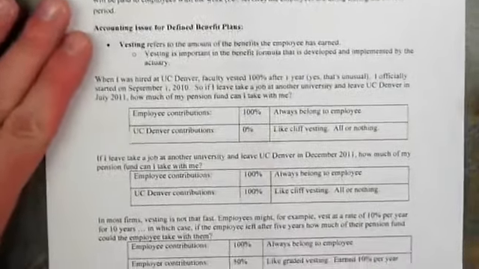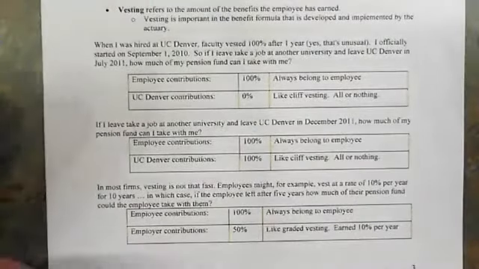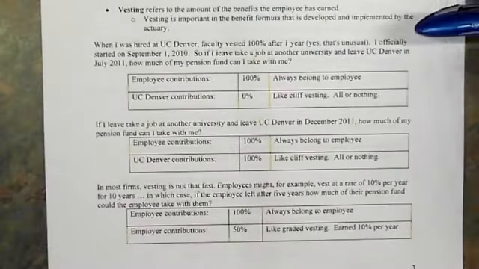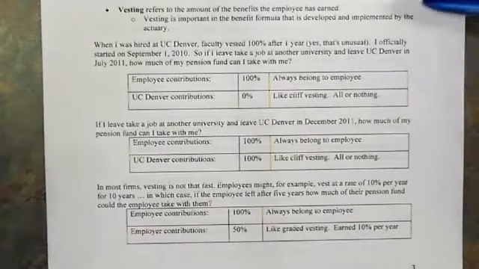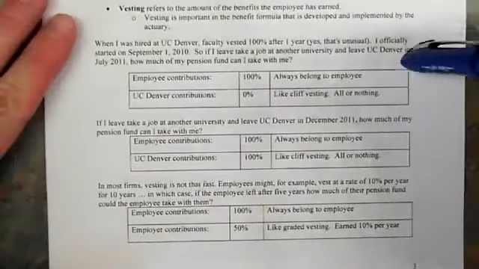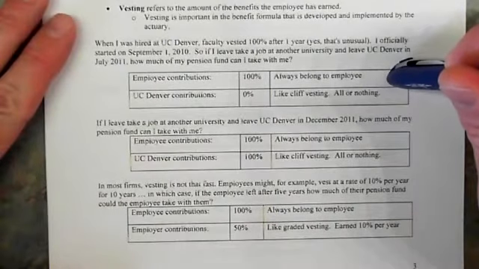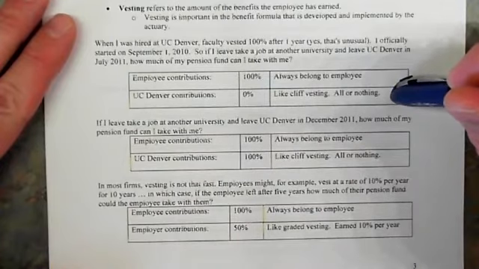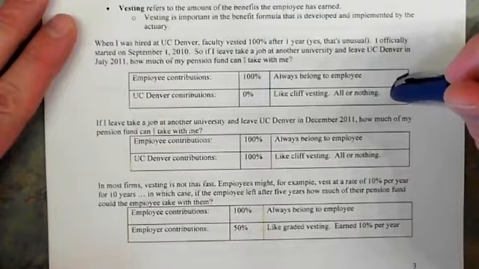A lot of the times professors vest after 1 year, and that is unusual. So since I officially started in September 2010, if I took another job and left the university in July 2011, how much of my pension fund could I take with me? Well, because I didn't work a whole year, I didn't vest 100%. So I would be able to take all of my contributions, but anything that was matched by UC Denver, I could not take with me because it had not vested.